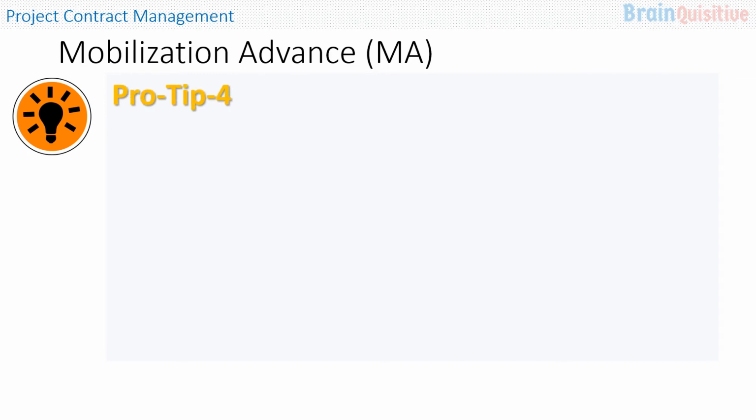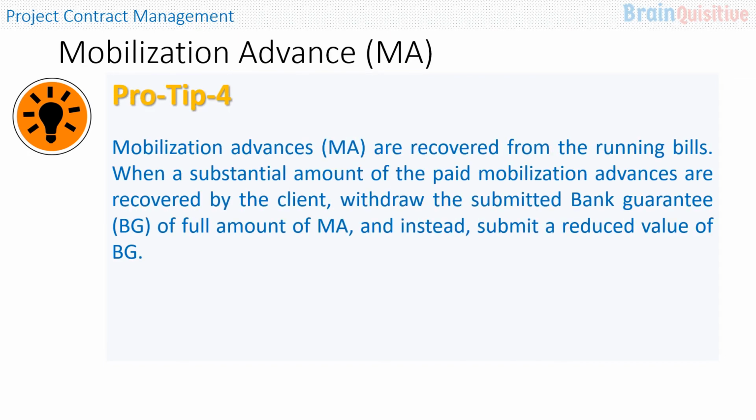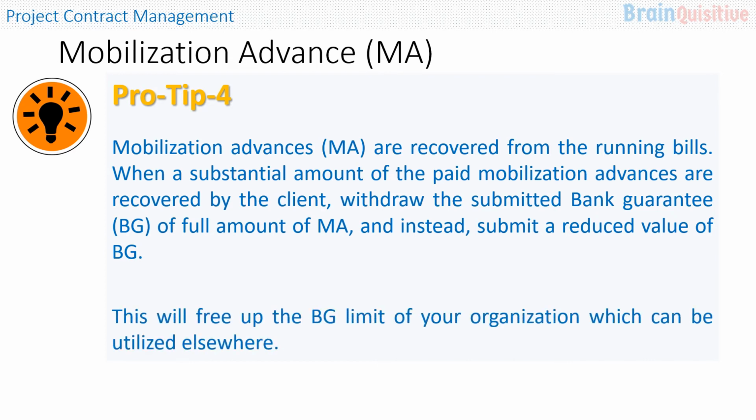Pro tip 4. Mobilization advances are recovered from the running bills. When a substantial amount of paid mobilization advances are recovered by the client, withdraw the submitted bank guarantee or bond for the full amount of mobilization advance and instead submit a reduced value of BG. This will free up the BG limit of the contractor organization, which can be utilized elsewhere.